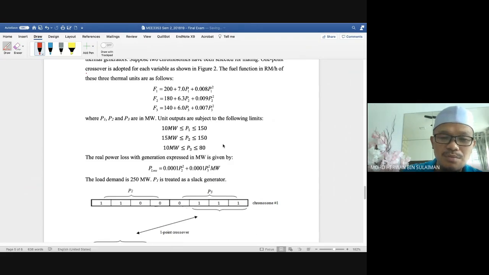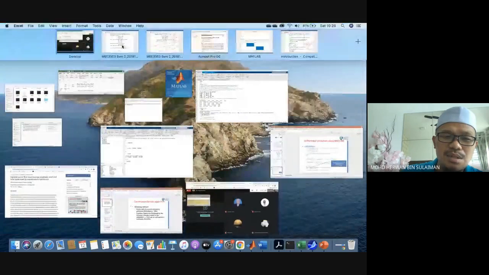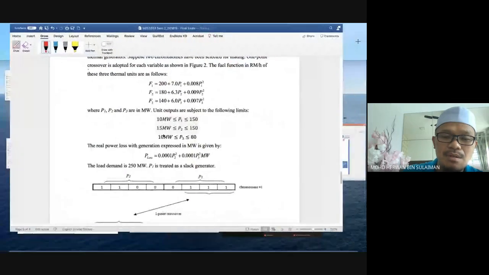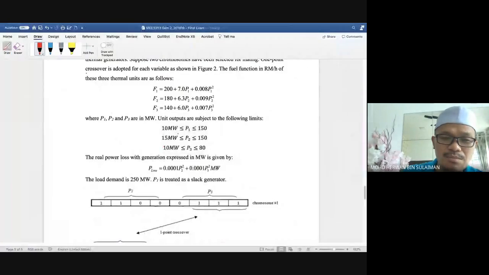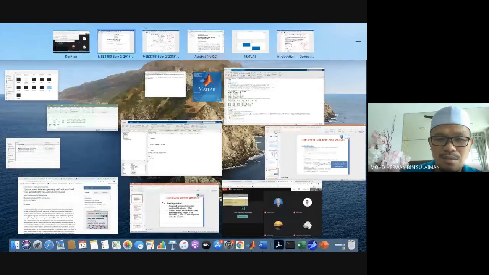Similar. So the problem here is now, instead of floating numbers or continuous numbers, our representation is binary. So how do we want to calculate?